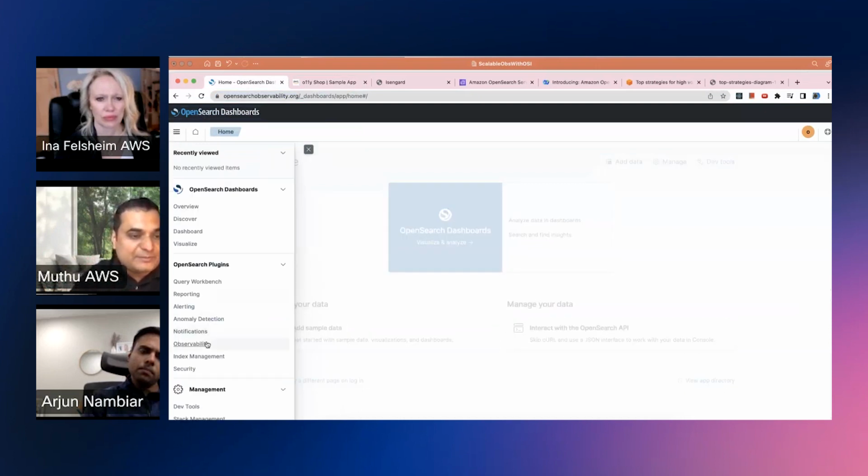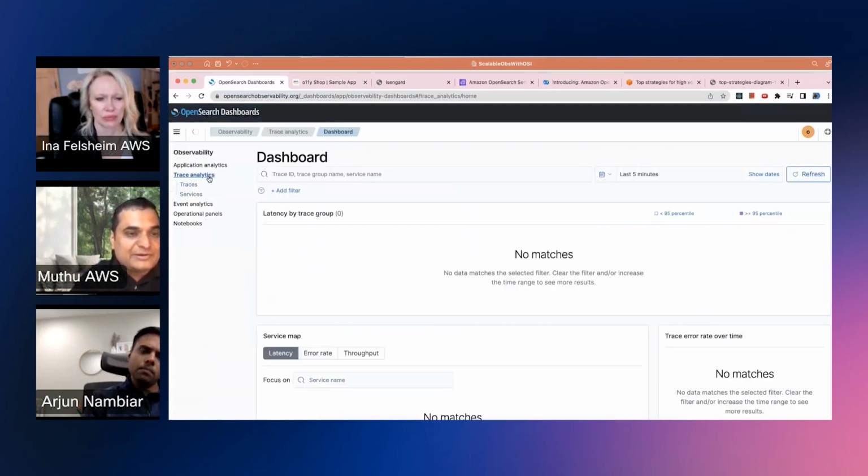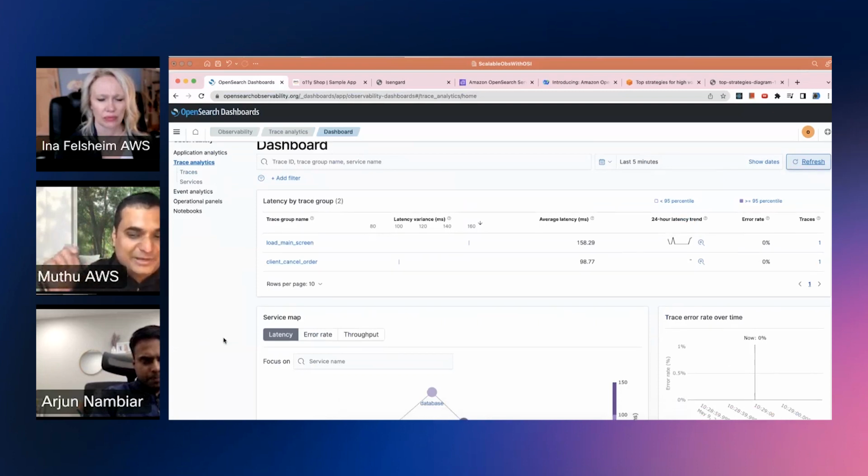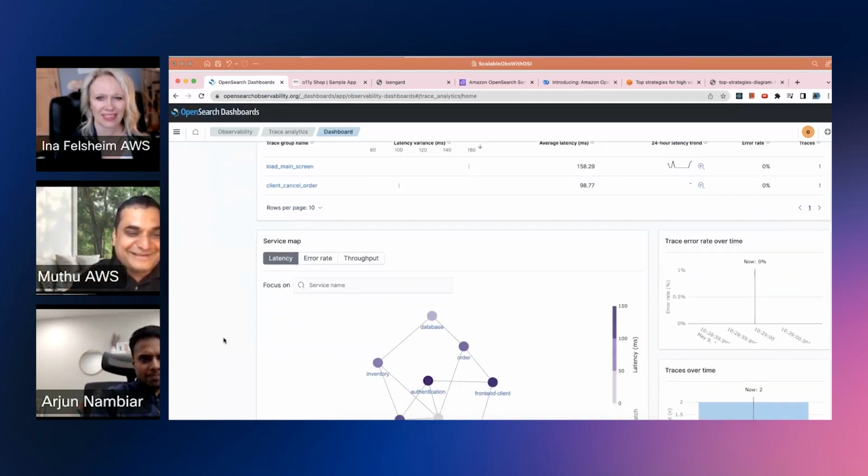And I'm going to go into the observability pipeline right now and trace analytics. By default, you're going to analyze all the traces that come in the last 5 minutes. Okay, let us see. And you see that these are the different trace groups that we have. These are the collection of spans coming at the same pipeline toward a particular path. Those are trace groups.